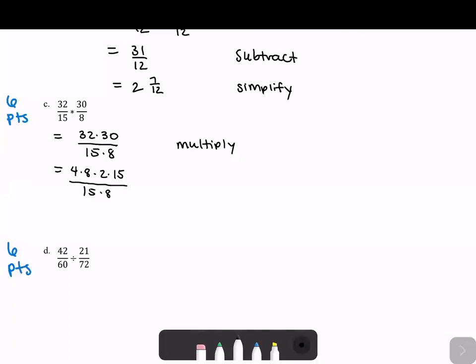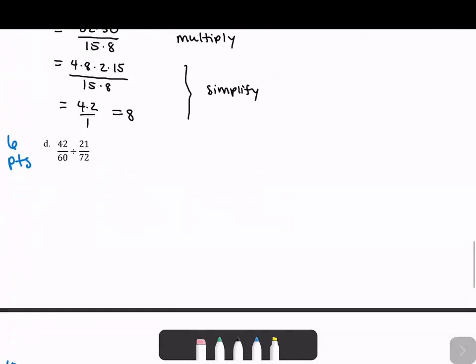So we can cancel a 15 on top and bottom and 8 on top and bottom. So this is just 4 times 2 over 1, which is 8. And so all of this was the simplifying step. So this is just 8.